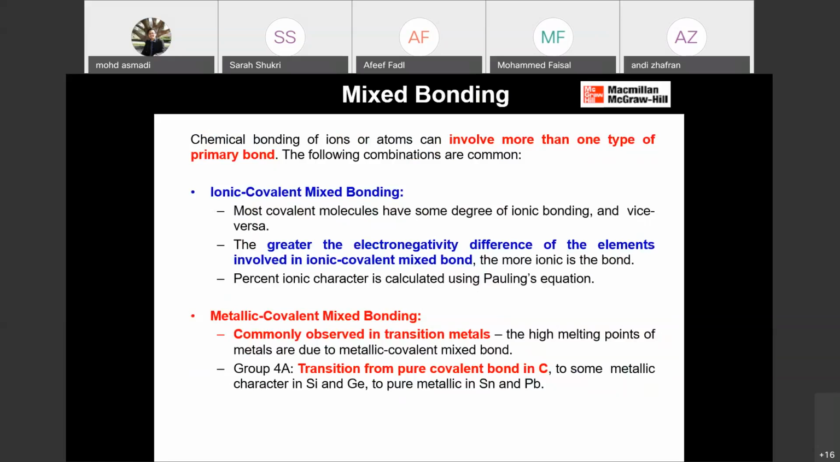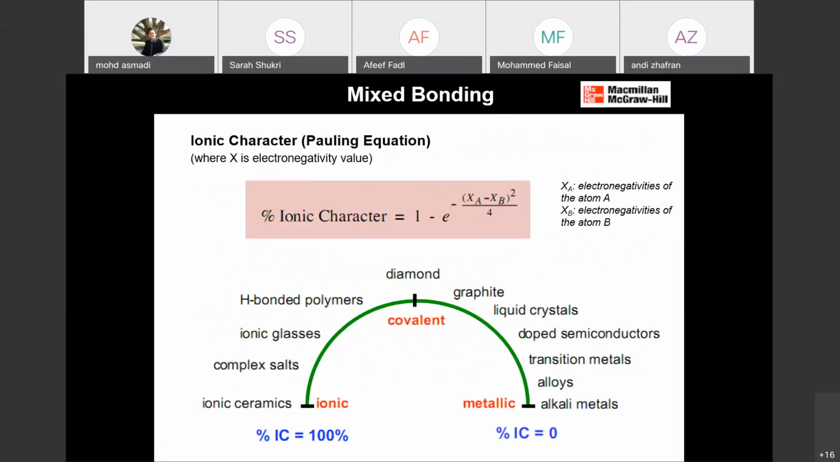I will show you the Pauling equation later, as well as metallic and covalent mixed bonding. Usually we can observe this in the transition metals and group 4A, like tin, germanium, silicon. Some have metallic character and some are purely metallic. So how do we calculate the ionic character? We can calculate it based on the electronegativity values, X_A and X_B, of atoms A and B, with an exponent divided by 4.